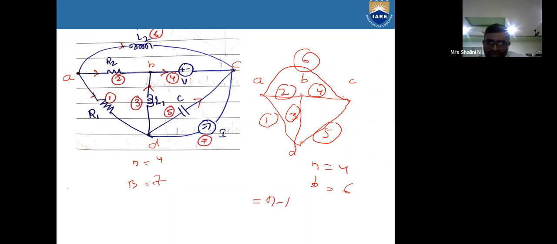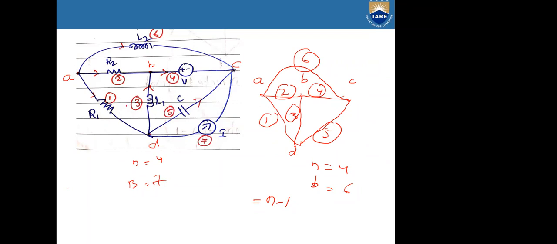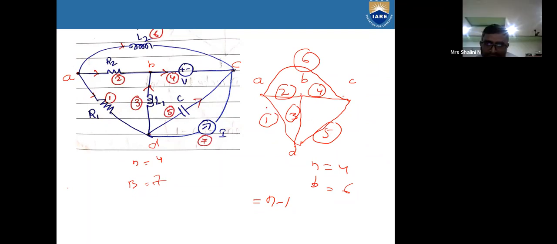What is the degree of the node? The degree of the node is determined after assigning the signs. So assign the signs in the graph. In the electrical circuit, these are the signs given, so I am assigning the signs: this one and this one go to the node, this is B to C, and this is D to C. So what is the degree of each node?